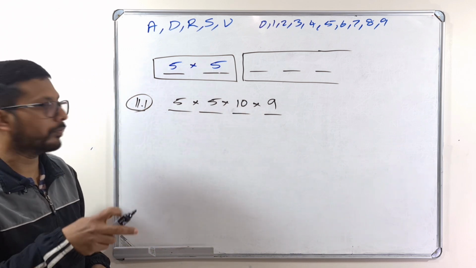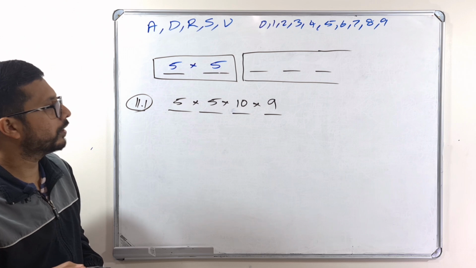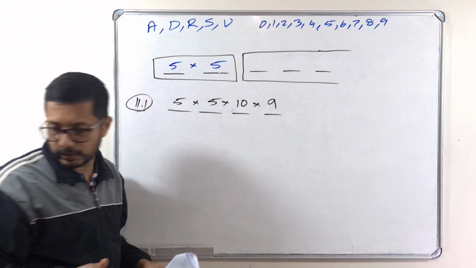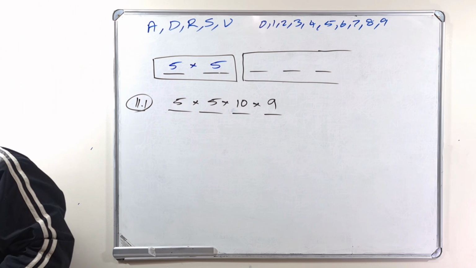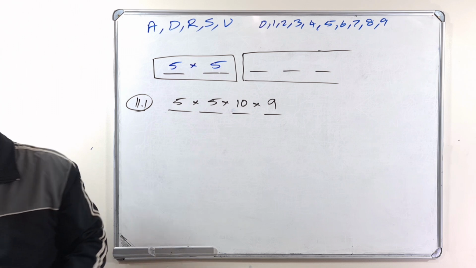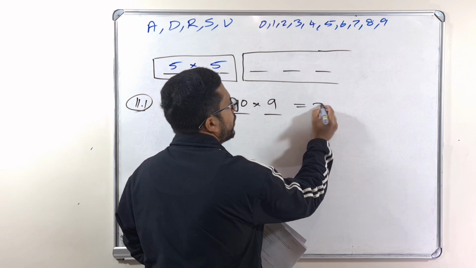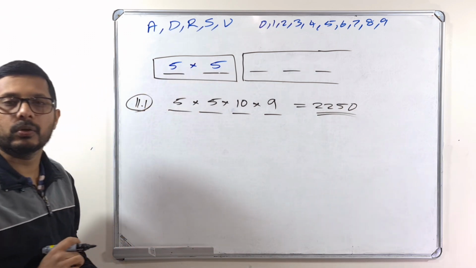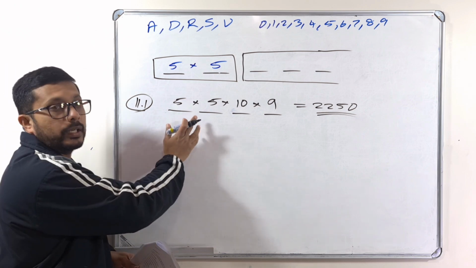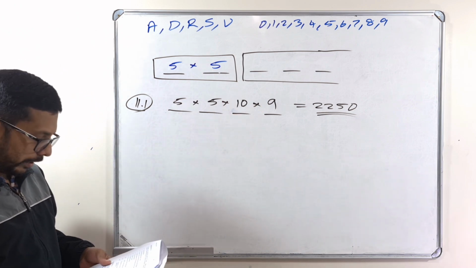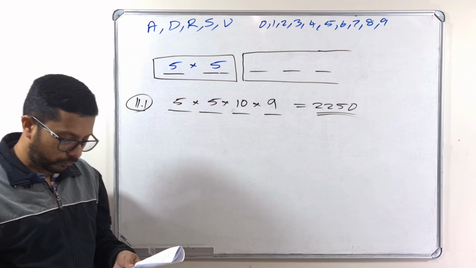So in total, how many options using that condition? You have to multiply: 5 times 5 is 25, 25 times 10 is 250, 250 times 9. Check in your calculator. The answer is 2250. So 2250 different codes you can make using this condition, with 2 letters and 2 digits. Okay, that is 11.1.